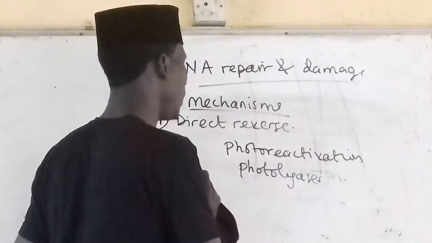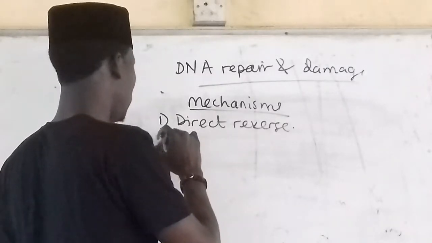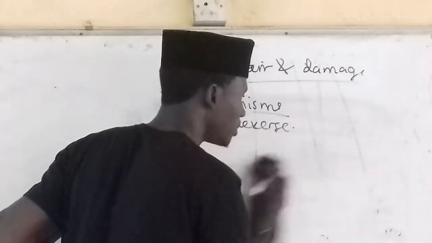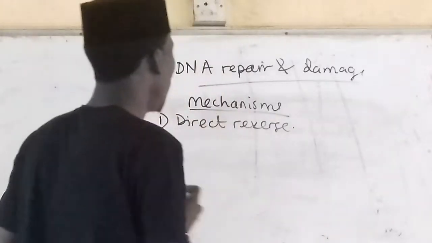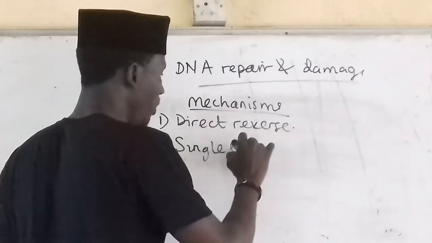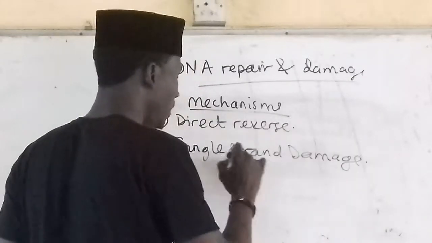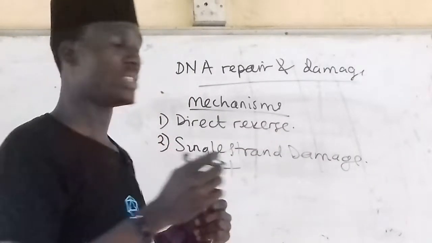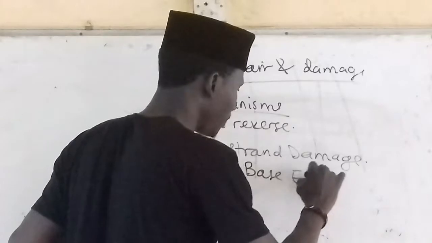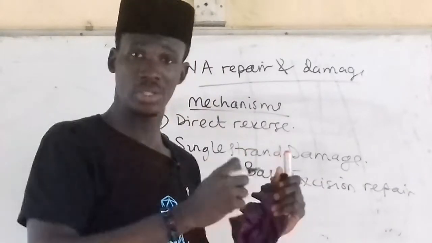Now, so we have direct reversal. After direct reversal, depending on the kind of damage, for example, if it's a single-stranded damage, a damage to the single strand, then I'm sure if you have watched some videos on YouTube, you must have heard of base excision repair and the likes. That falls under single strand damage. Excision, to excise, typically means to remove, right?